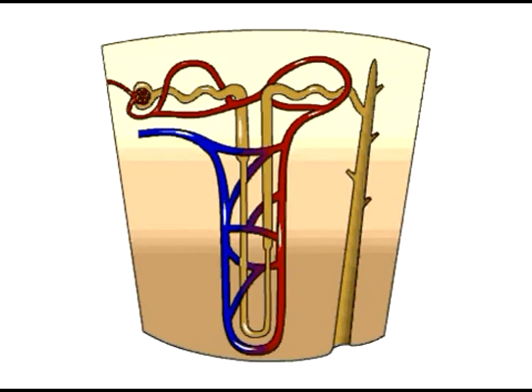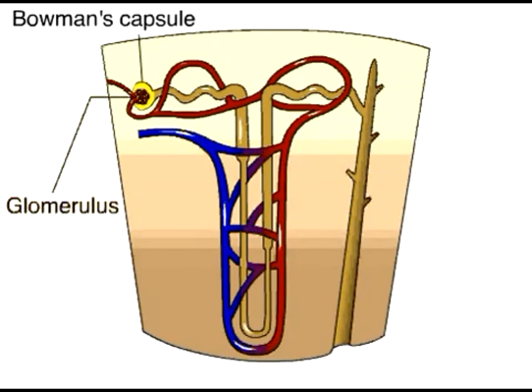As blood flows through the glomerulus, a knot of porous capillaries, water and virtually all other molecules small enough are forced by blood pressure out of the glomerulus and into Bowman's capsule. This process is called filtration, and the fluid that accumulates in Bowman's capsule is called filtrate.